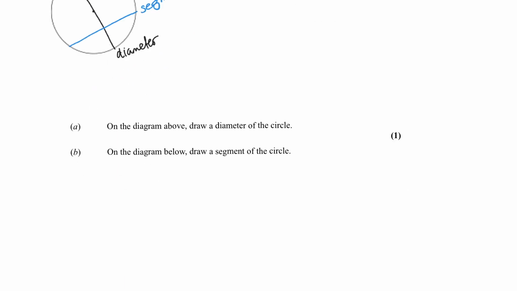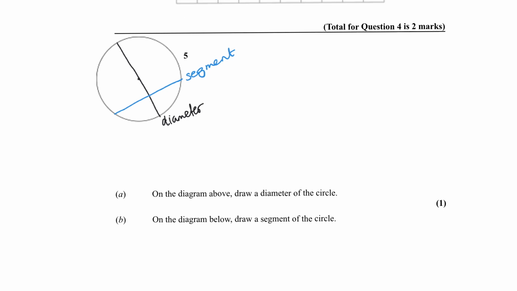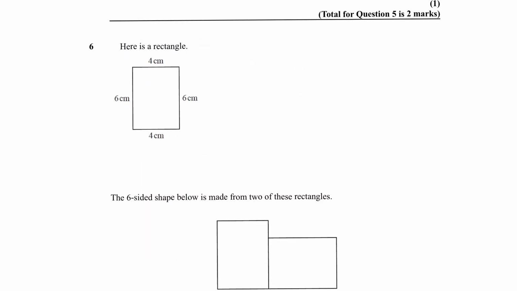Okay, let's move on. And in this part of the question, it says shade the segment. So meaning that the segment that we drew, we are just going to shade it. So if I go back up, because I drew it in blue, I'm just going to shade it in blue. But ideally, yours would be in pencil, so it would not be blue. But yeah, just to show you that.